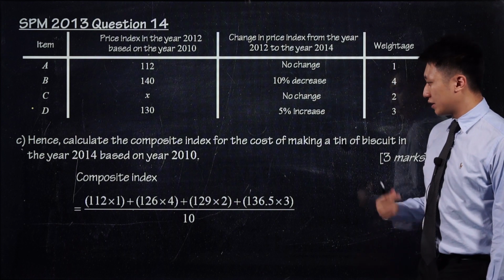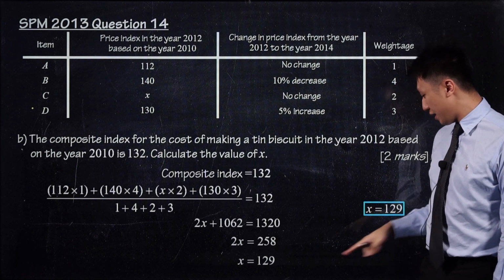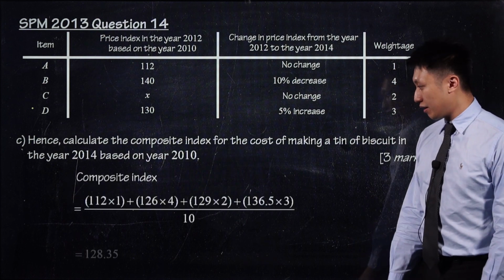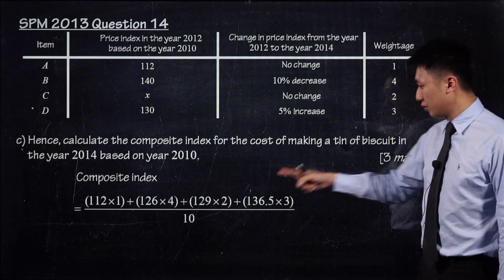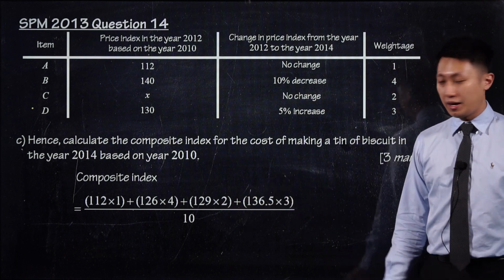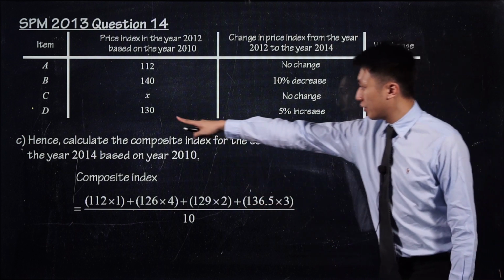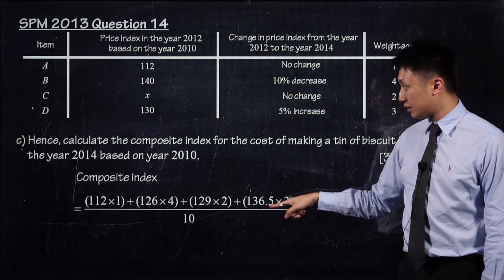Okay. So just now we found X already. Just now we found X. So let's get back. X is 129. Okay. So 129 here, no change. Then multiply by 2. So you get it here. Okay, then after that, what is it? So you have 130, 5% increase. So it's 6.5.